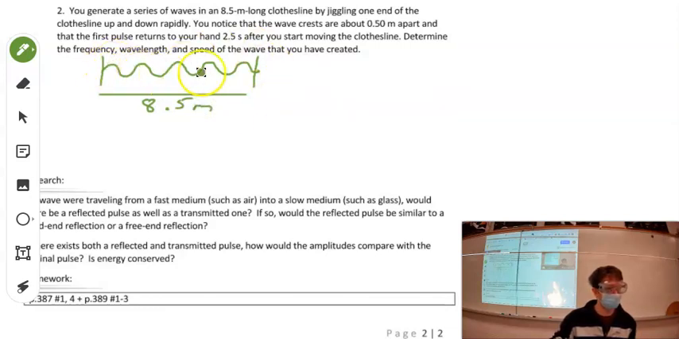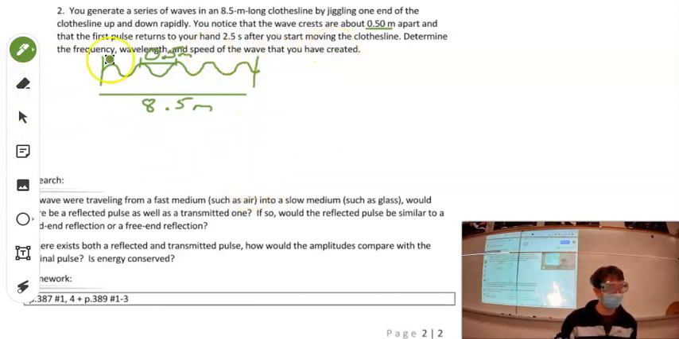Right. I should have more crests there because it says you notice that the wave crests are 0.5 meters apart. So from this crest to the next crest, it says it's 0.5 meters. So yeah, I should have a lot more crests for that to add up to 8.5. But let's not worry about that. This is not to scale or anything like that. It's just a visual to help us.